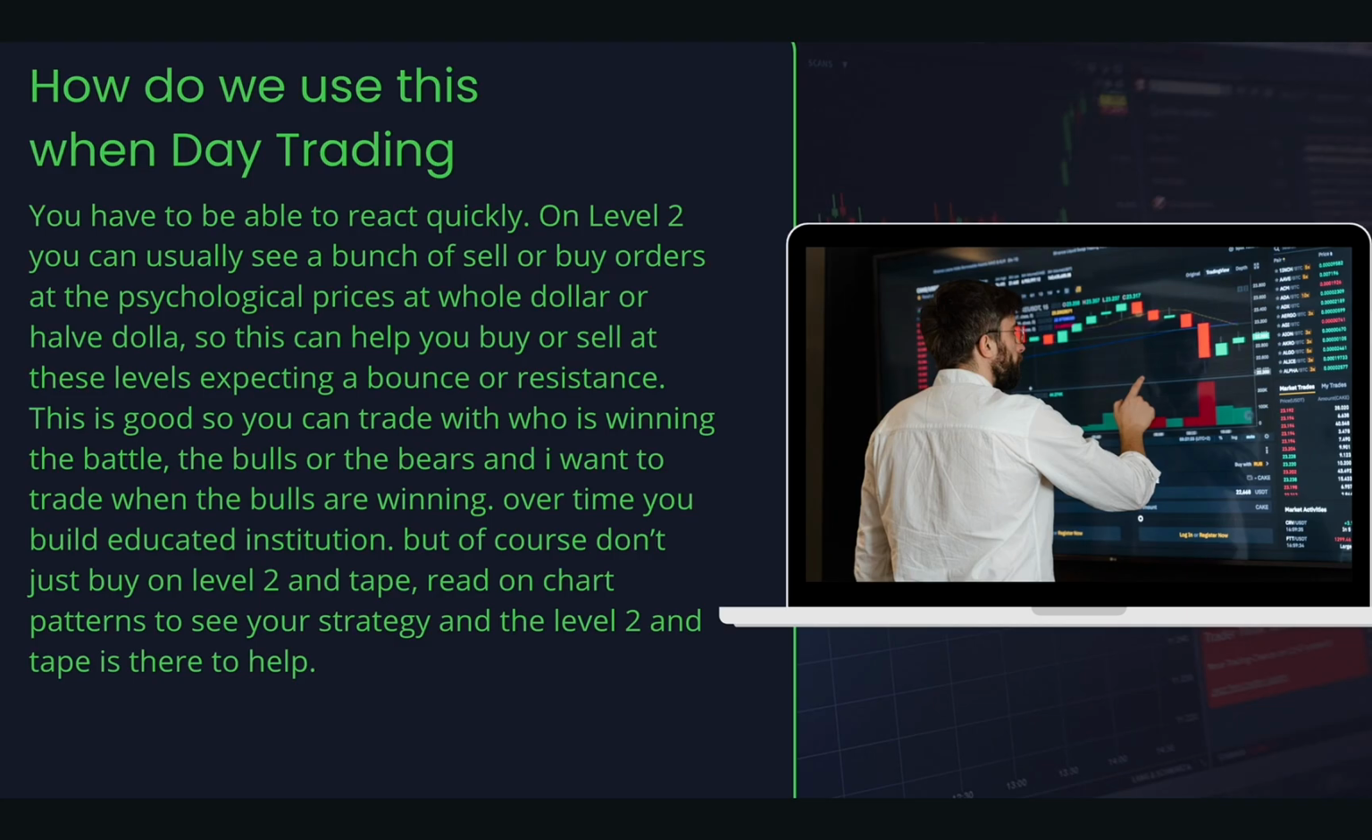The level 2 and tape helps you indicate if it's a good time to buy or sell. That's why you have indicators, because they help you to know when to buy and sell. So when it comes to trading, you have to look at a lot of things. You have to be able to react quickly, like I said at the beginning. You want to have your eyes moving a lot, react quickly, and think quickly as well. That's what these indicators, the level 2, the tape, help you with. You can't just trade using the candlesticks. Yes, it helps, but it's a lot more helpful using these indicators, the level 2, the tape.